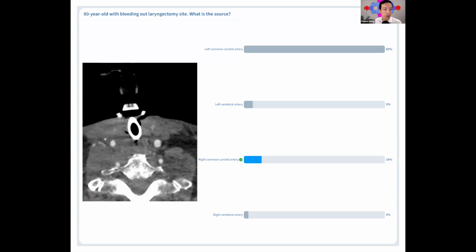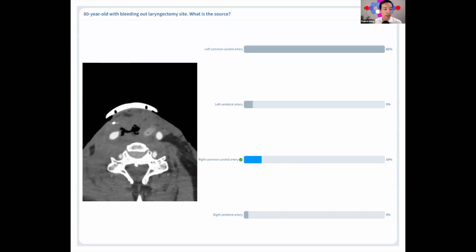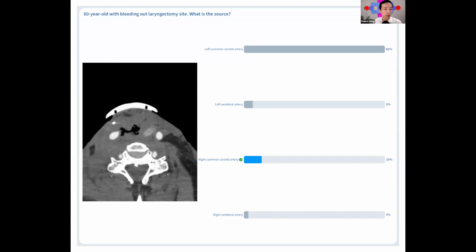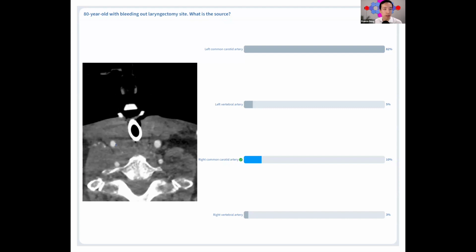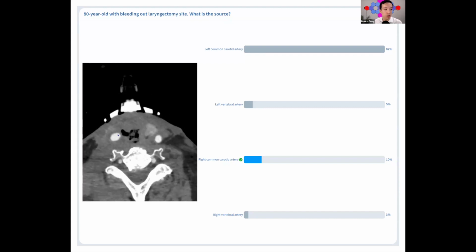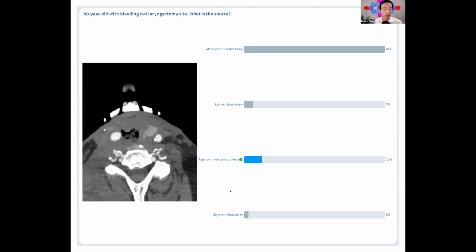There's some surgical clips there. There's the thyroid gland here, which is this hyperdense stuff on the left side, which many of you may have thought was contrast. But the abnormality here is pseudoaneurysmal dilatation of the right common carotid artery, projecting towards the luminal surface of the laryngectomy site here. And so that represented the site of the hemorrhage.